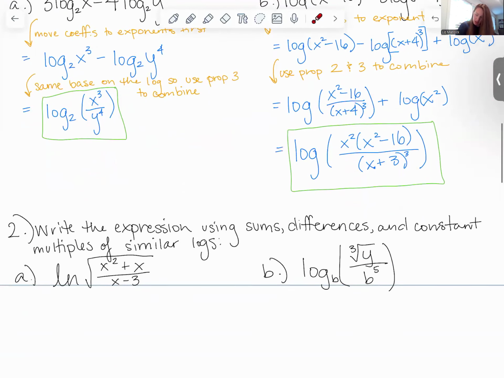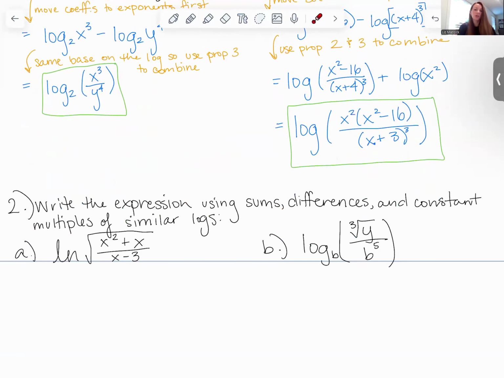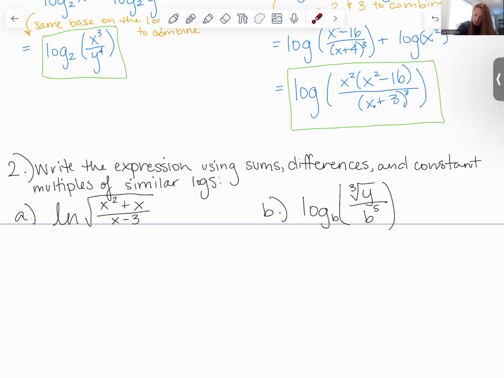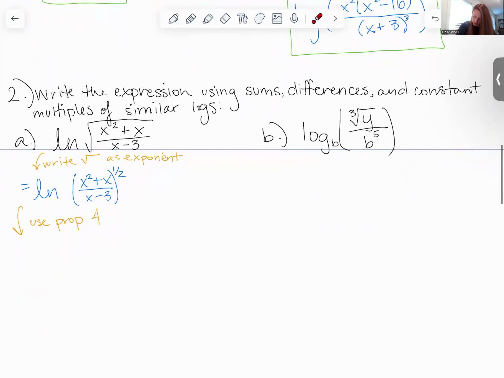All right, let's try the other way around. So this time the log is already condensed and we want to expand it. So we want to expand it into sums, differences of constant multiples of logs. So here I have ln, which is, as a reminder, log base e. So I'm going to rewrite the square root as an exponent. And if you need fewer steps to do this, it's totally fine. But I just want to be clear as to what I'm doing along the way.